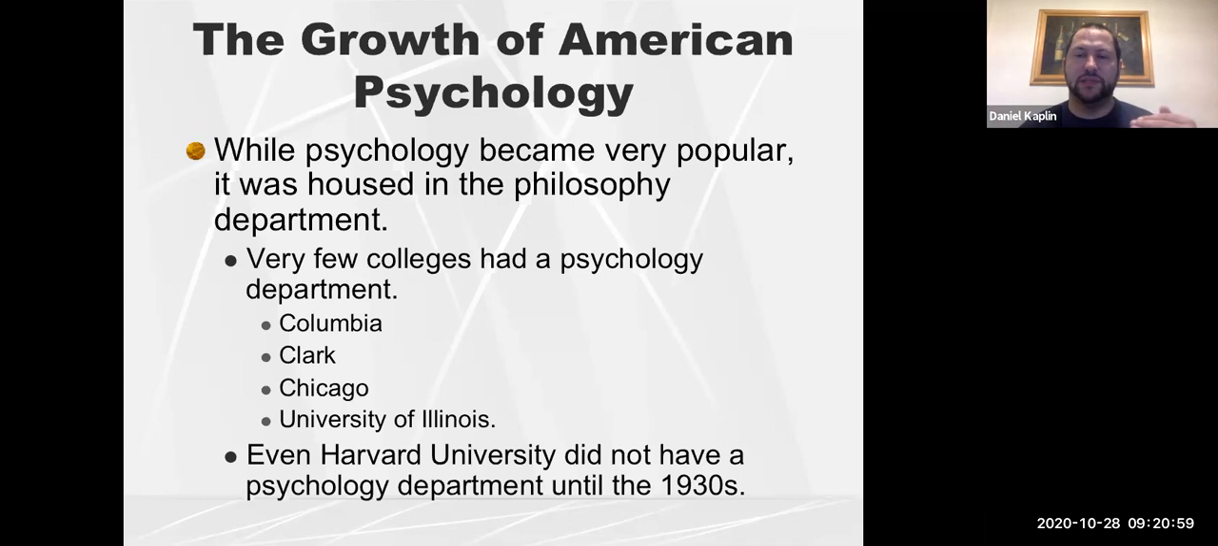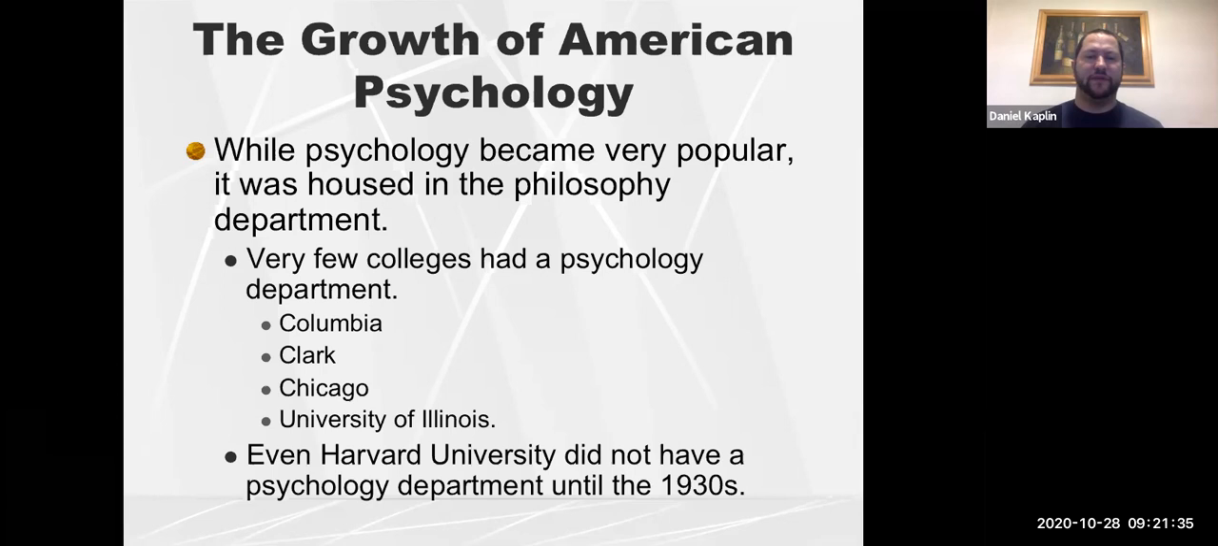Now, there were certain places that did have a psychology department. Columbia University had a psychology department. And if you look at the activity of Thorndike and many other individuals at Columbia University, or Teachers College as it's called today, it was pretty robust. Then you had Clark University, Chicago University, and then the University of Illinois.